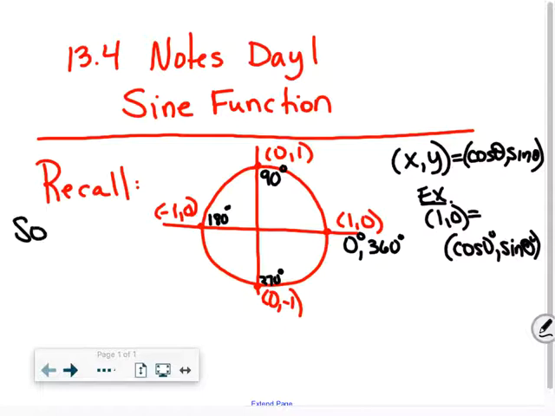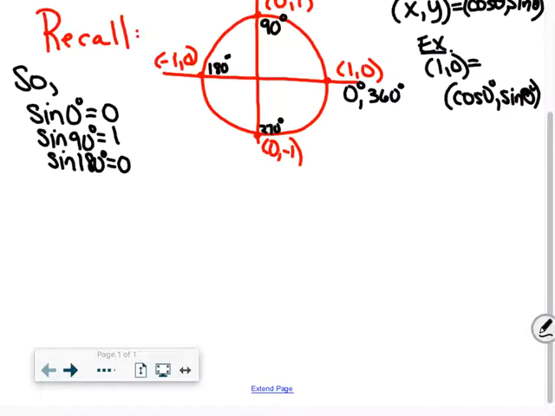So let's think about this. If I go around the circle, the sine of 0 degrees, that's the y-coordinate. Okay, this is the y-coordinate. So that's 0. The sine of 90 degrees is 1. The sine of 180 degrees is 0. The sine of 270 degrees is negative 1. And all the way back around, the sine of 360 is 0.